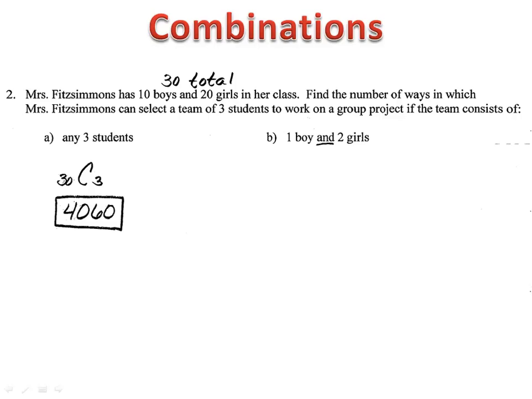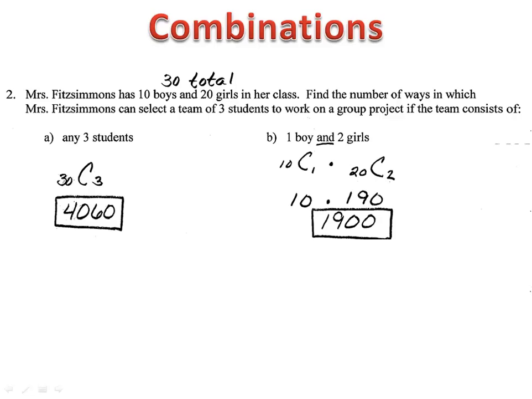What if she has certain criteria? She wants each group to have 1 boy and 2 girls. Well, here's what we have. There are a total of 10 boys, and we're going to choose 1. So we have 10C1. There are 20 girls, and we're going to pick 2 of them, 20C2. We multiply those 2 numbers together, and we end up with 1,900. There are 1,900 possible groups that she could create with 1 boy and 2 girls.